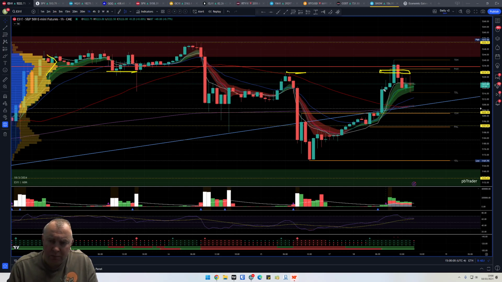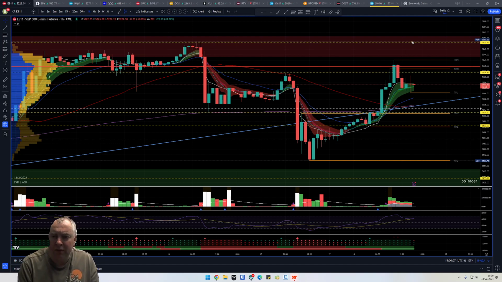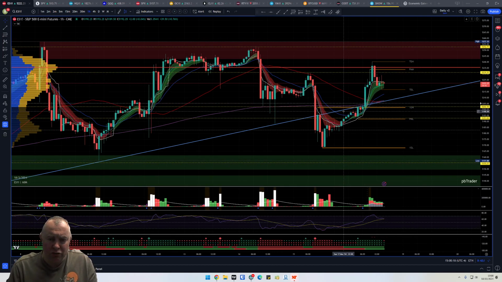My first one was going to be for a reject with confirmation, or I was looking for a break and retest with confirmation, and I took both trades, and the retest was the pre-market retest of the pre-market high and potentially this pivot as well. So that's kind of why I liked it, and it was to continue the trend.